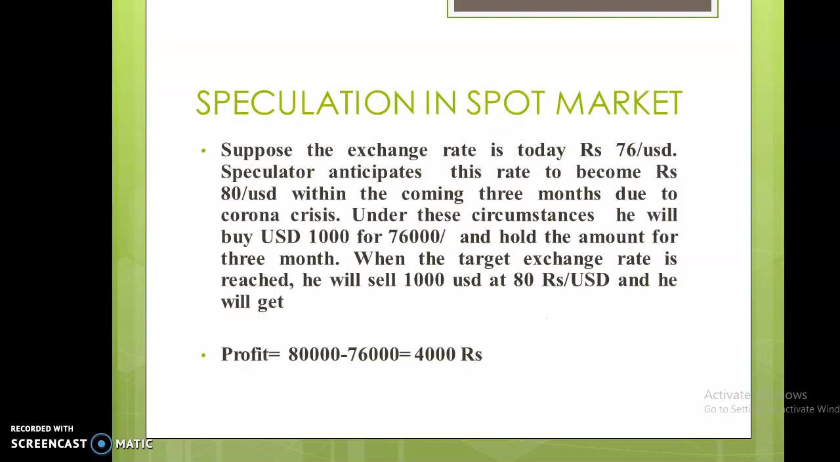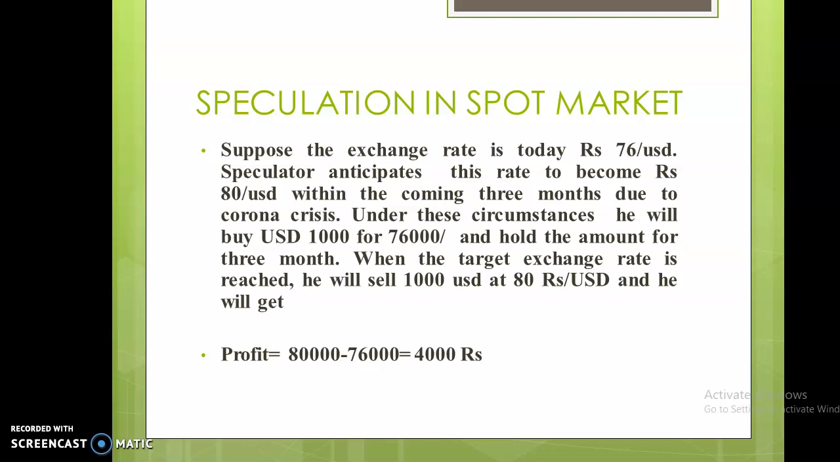Let's take a simple example. The exchange rate today is 76 rupees per dollar. And speculators anticipate that a severe corona crisis is going to hit the Indian economy and the Indian currency value will depreciate to $1 equal 80 rupees. If this happens, what will the speculator do? The speculator will buy $1,000 now from the foreign exchange spot market at 76 rupees per dollar.